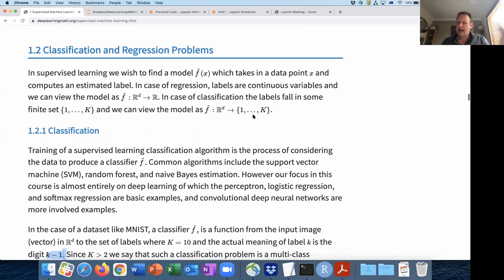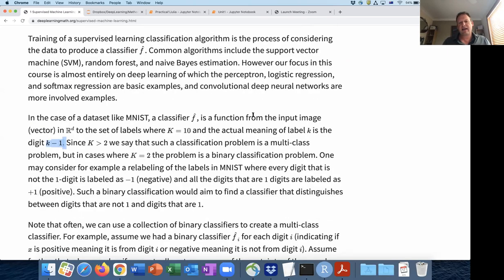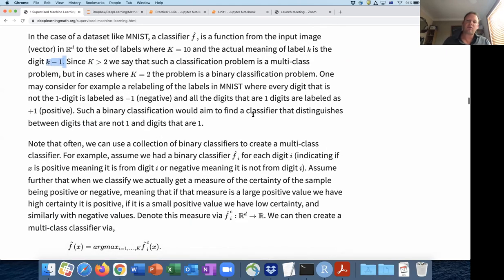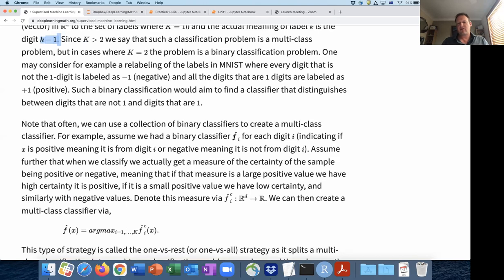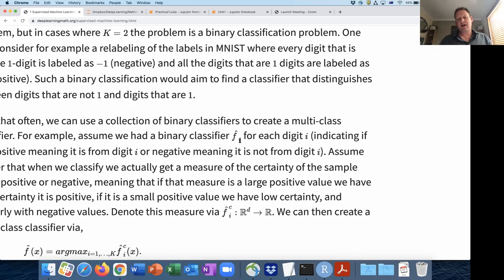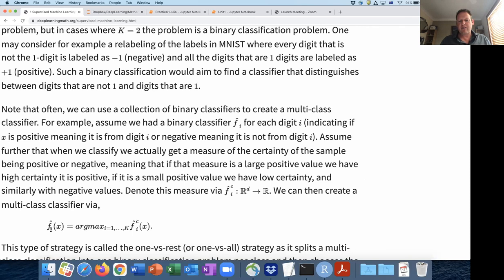Is it a cat or is it a dog? Is it a one digit or is it not a one digit? Okay. So say that now we had 10 binary classifiers, each one that we'd call f hat subscript i. And that's a classifier that determines if something is a digit i or not a digit i. Then one way to create a general classifier from that is to use this mechanism, which we see here.